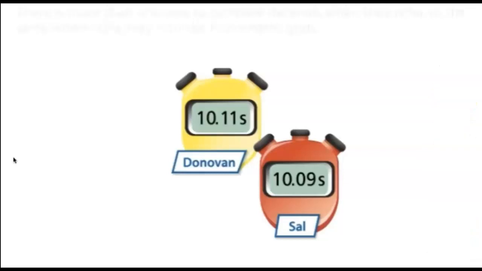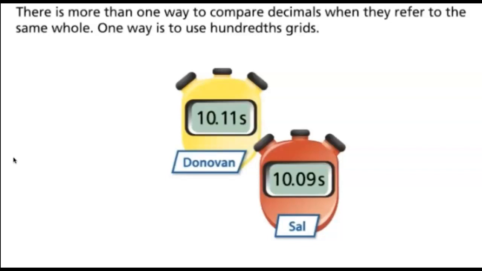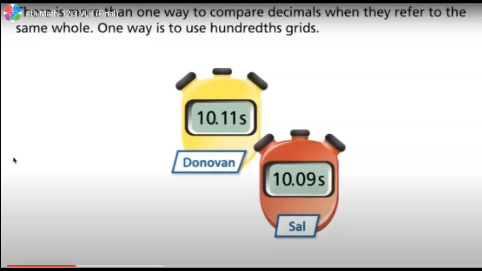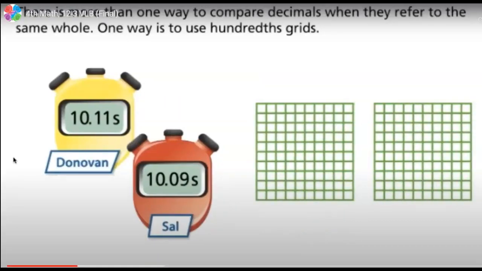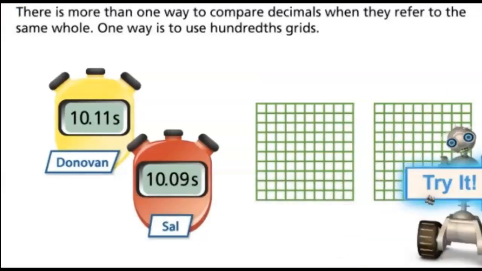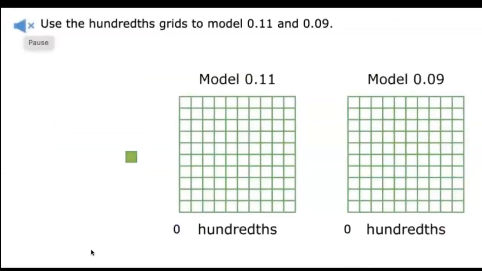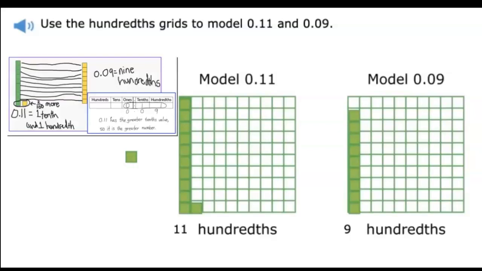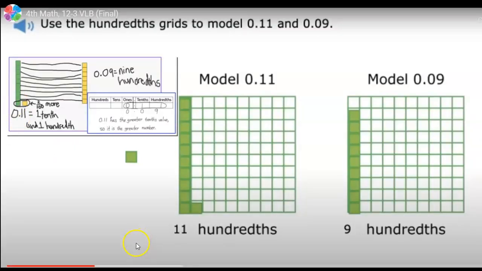Keep that in mind. There is more than one way to compare decimals when they refer to the same whole. One way is to use hundredths grids. Use the hundredths grids to model 11 hundredths and 9 hundredths. I'm going to do this very quickly. Here we go. Oh wait, I've seen those models before in our solve and share. These are the same decimal numbers that we just worked with in the solve and share. Guys, good mathematicians make connections all the time. And having already worked with these decimal numbers should make our lives easier for solving this try this problem.